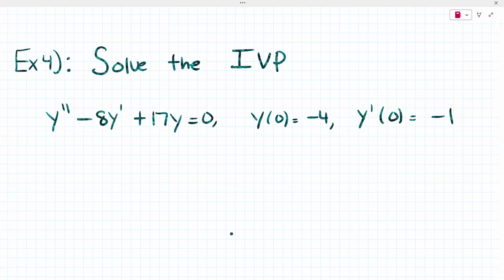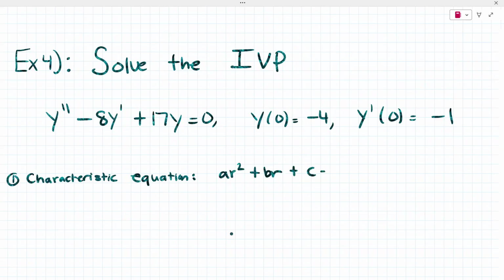So first step, put it in the characteristic equation. So what I mean is put it in this ar squared plus br plus c equals 0. My a is 1, my b is negative 8, and my c is 17. So it's going to be r squared minus 8r plus 17 equals 0.